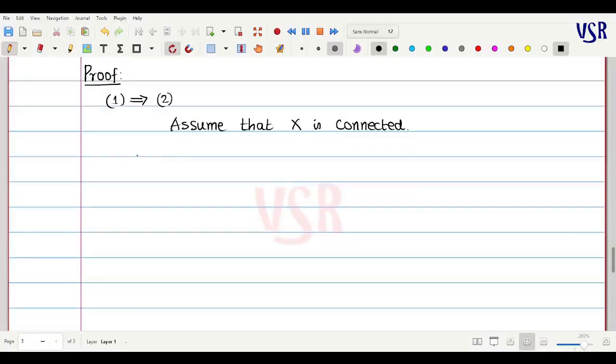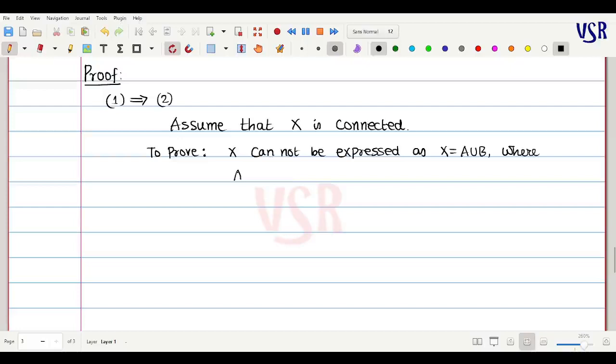Now what do we have to prove? To prove that X cannot be expressed as X equal to A union B, where capital A, B are disjoint non-empty closed sets.